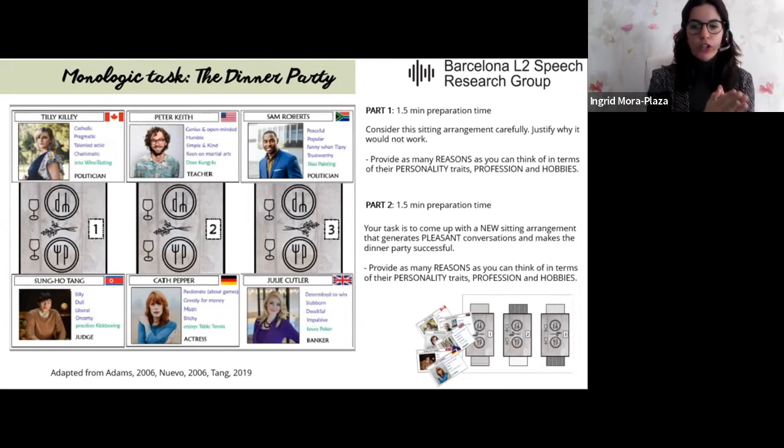So in the simple version of the task, learners had to arrange these 6 characters in 3 different tables, and they had internally more coherent personalities. And then in the complex task, they had to arrange characters who had more complex, more incoherent personalities in 2 different tables.